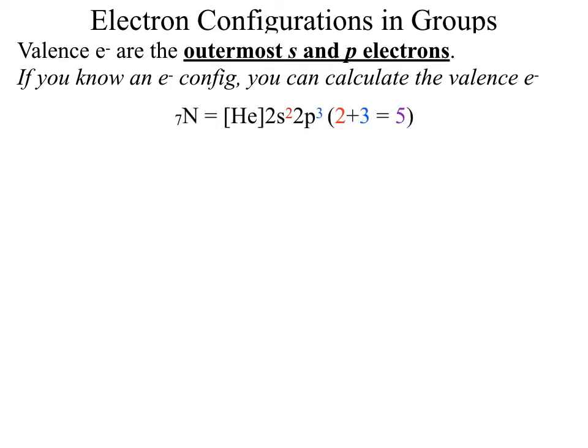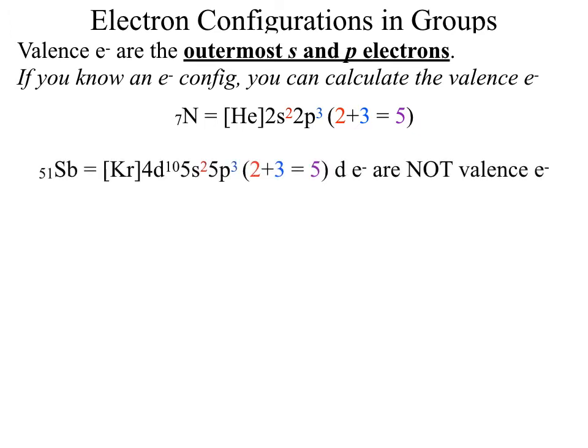So nitrogen is atomic number 7. The electron configuration is a helium core, 2s2, 2p3. The 2 s's and the 3 p's make up 5 valence electrons. So element number 7 has 5 valence electrons because its outermost electrons are in level 2, and there are 5 total.